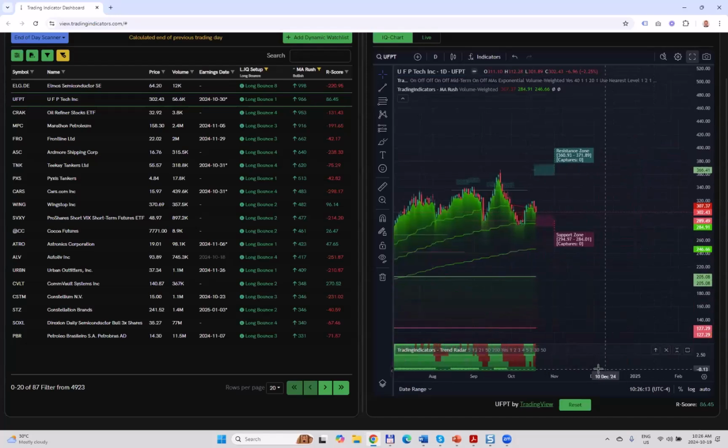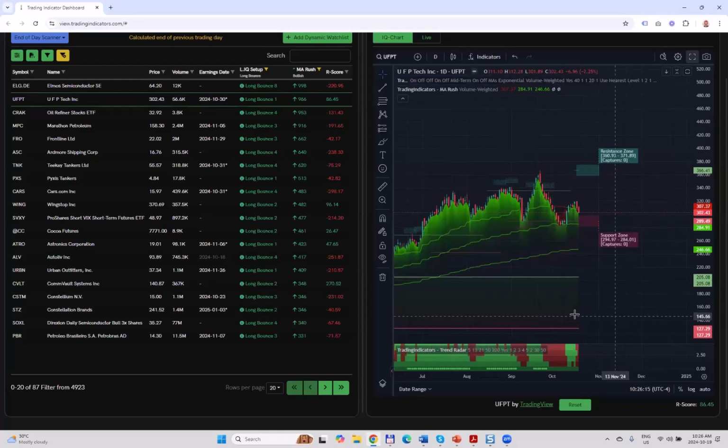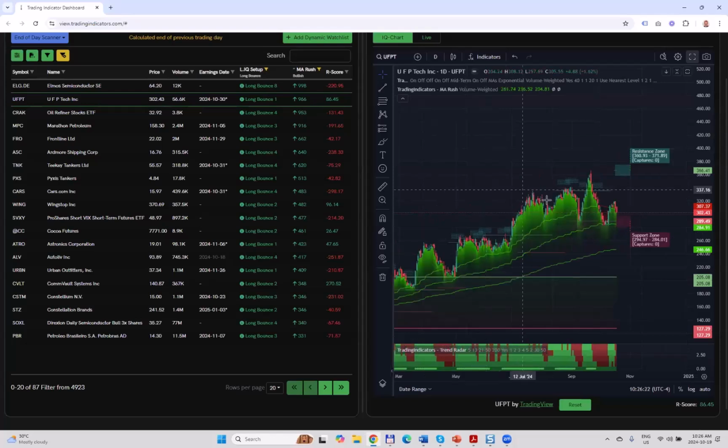So to me, this is a nicer candidate for a long entry because it's much smoother. The uptrend is less erratic. We can see it here, a nice retracement to this level here. And this could afford us a very interesting long entry opportunity. So I'm going to add this stock to our watch list of today.